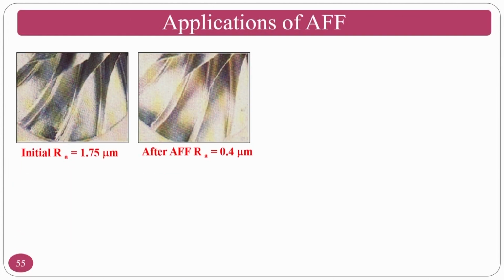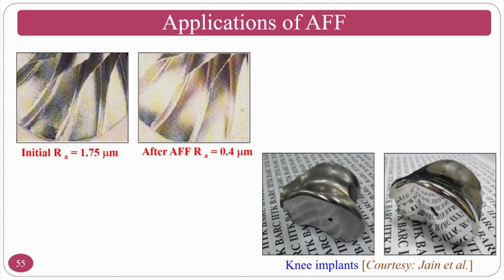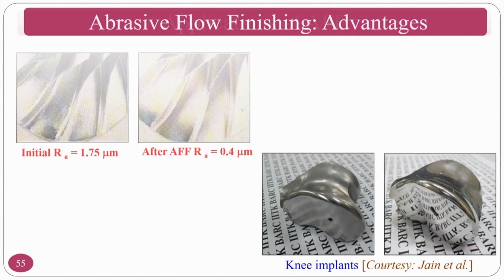So, turbine blades, small rotor turbine blades, knee implants. If you can see here, initial surface is 1.75 microns and final roughness is 0.4 micrometers. The knee implant also, this is another knee implant. You can do it by abrasive flow finishing process. You can also do it by the MRAF process and the MRF process also. Okay. So, this one is done using the MRF process. However, the same thing you can do by abrasive flow finishing process also.